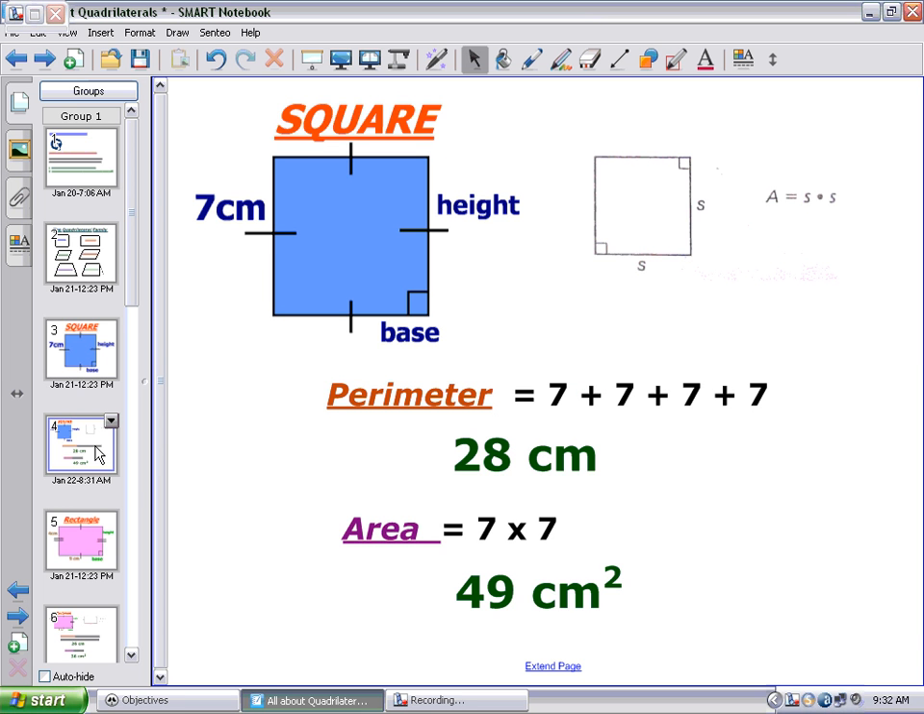When I go through my calculations to find the perimeter of a square, you basically add up the four sides. Well, if you know one, you know all of them. So 7 plus 7 plus 7 plus 7 is going to give me 28 centimeters. I could have simply just taken 4 times 7 as well.